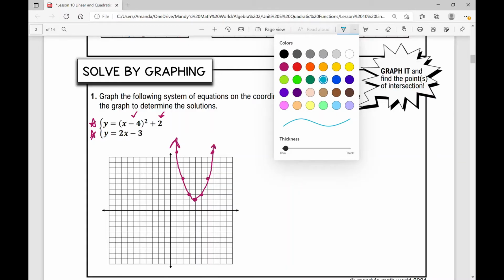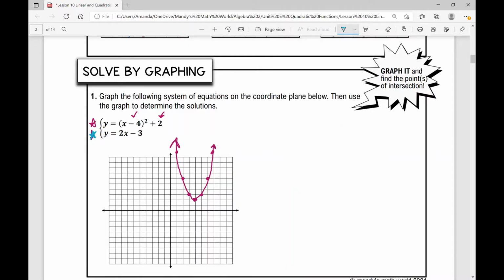Let's now look at this line. y = 2x - 3. I know when I'm graphing lines, I graph my y-intercept first, which is negative 3. So 1, 2, 3. And then my slope is positive 2. That's just 2 over 1. So I'm going to go up 2 over 1. And I'm just going to keep doing that. And I can already see that point of intersection. Up 2 over 1, up 2 over 1, up 2.